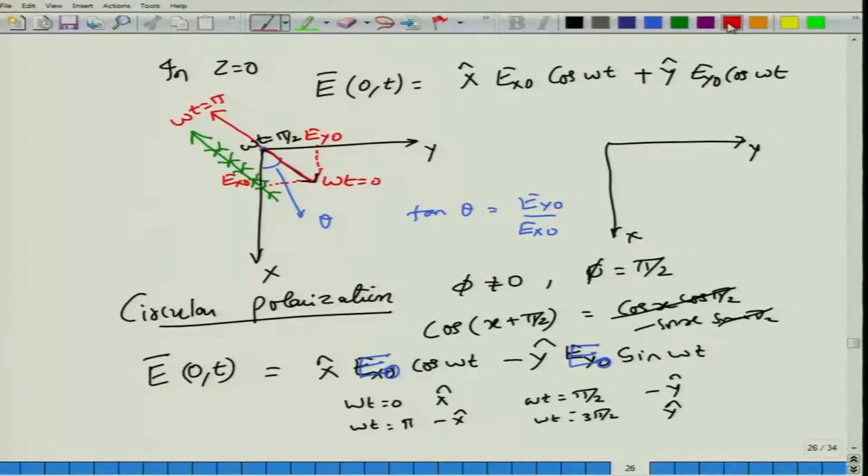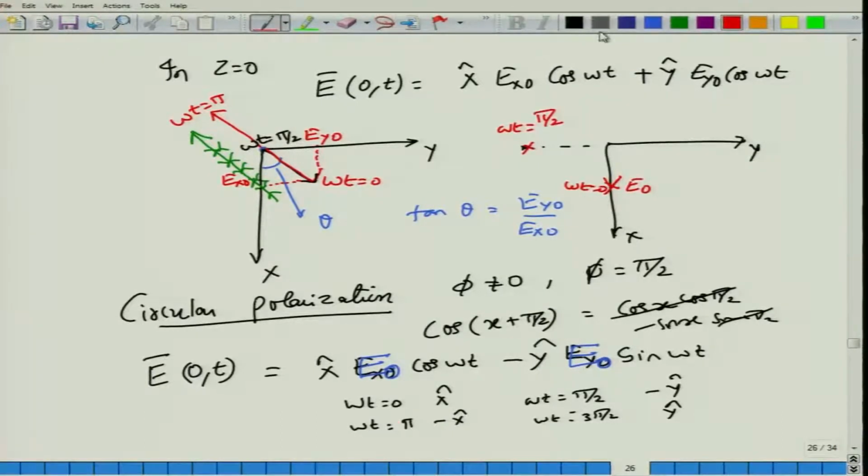So let us plot these directions. At omega t equal to 0, I am along the x direction with an amplitude of E0. This is at omega t equal to 0. Then what will happen? At omega t equal to pi by 2, the direction is along minus y, but minus y means along this direction. So the electric field will be at this point, at omega t equal to pi by 2.